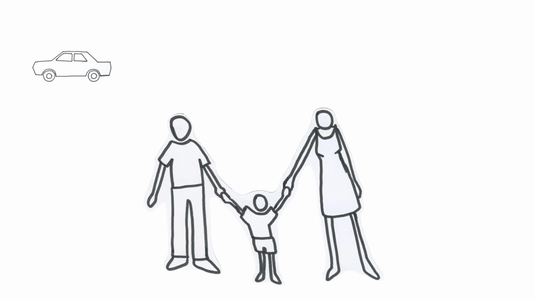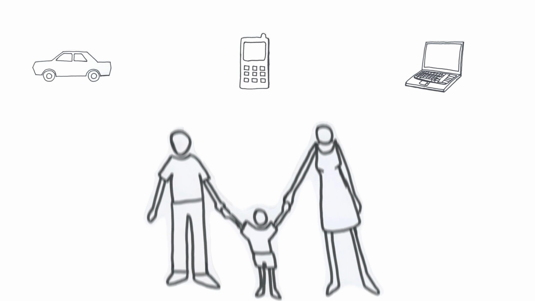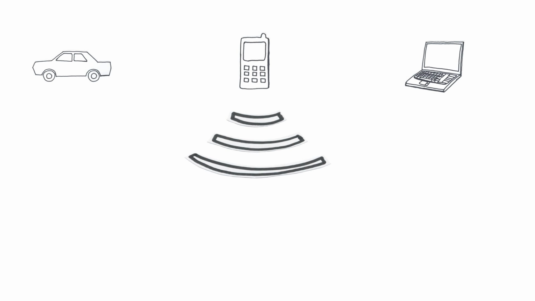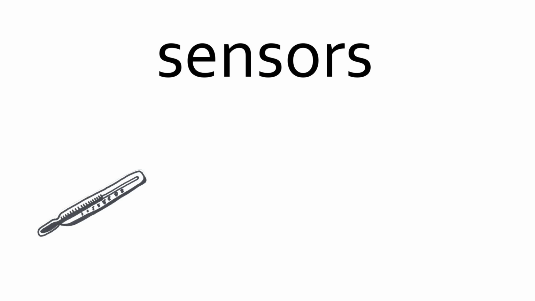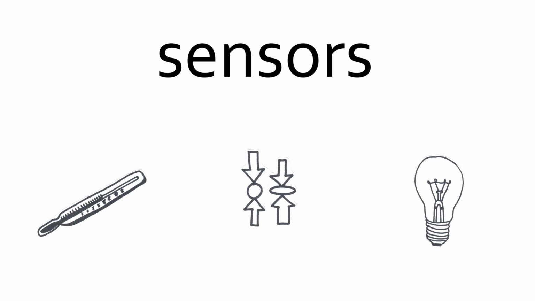As humans, we use a lot of products like cars, phones, and computers. These products have senses too, only we call them sensors. Sensors like temperature sensors, pressure sensors, and light sensors. That's how a product like an automatic door knows when you want to pass through it.